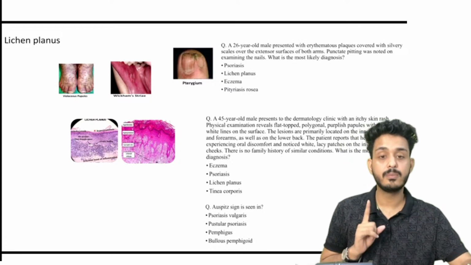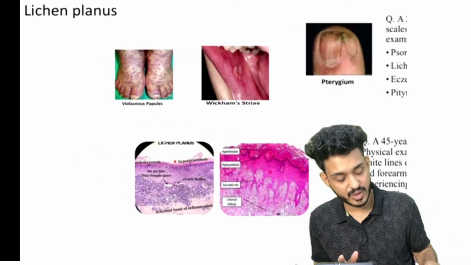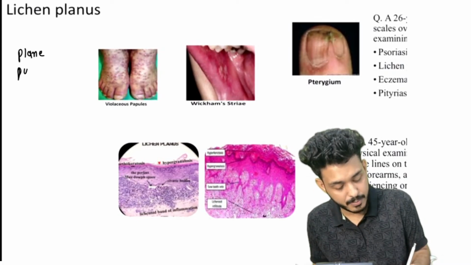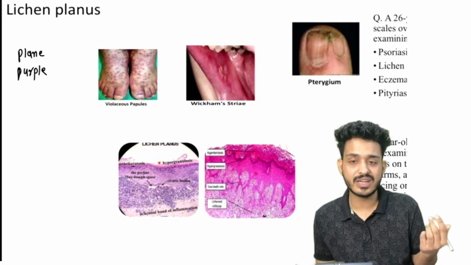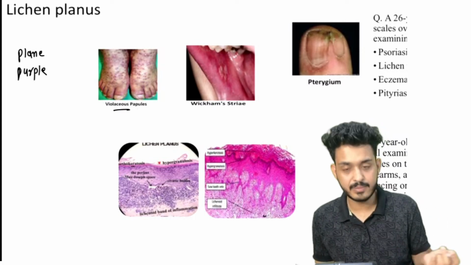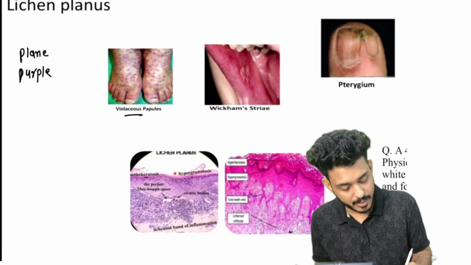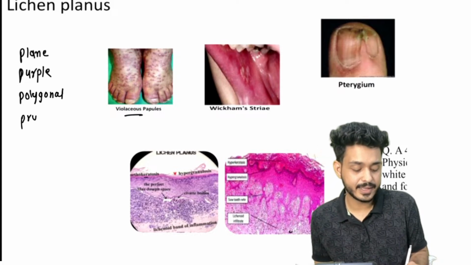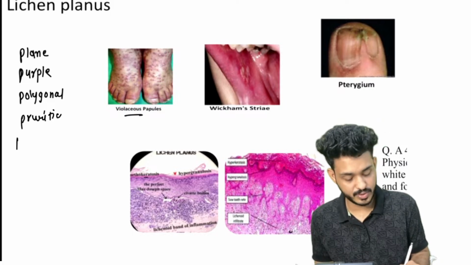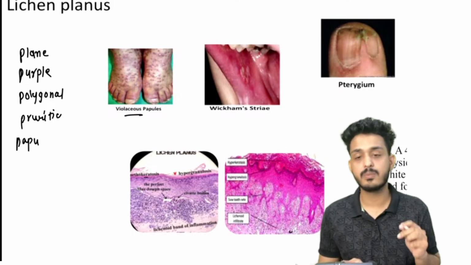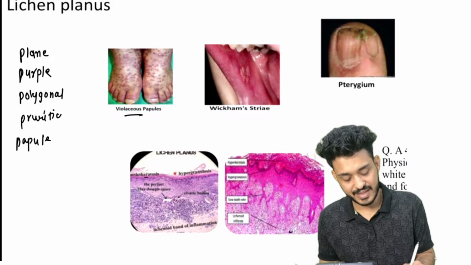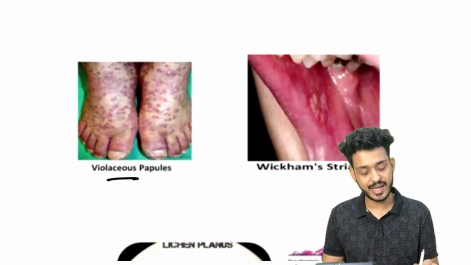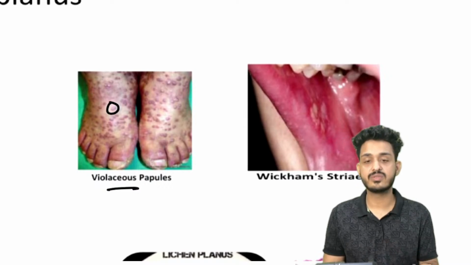You need to look for the 5 Ps. What are these 5 Ps? It should be plain topped. It should be purple or violaceous; violaceous or purple is the same thing. It should be polygonal, pruritic, and papules. So they will be plain, purple, polygonal, pruritic papules. If you find this kind of appearance, that would be your lichen planus. Look here, this type of lesions will be there.